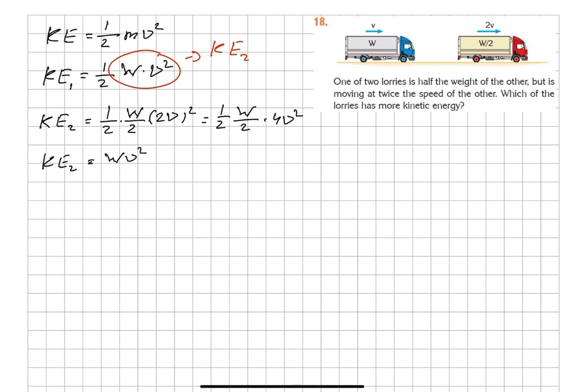So I can replace it there. So kinetic energy 1 will be equal to half of kinetic energy 2. So the kinetic energy of the second lorry is twice that of the first one.